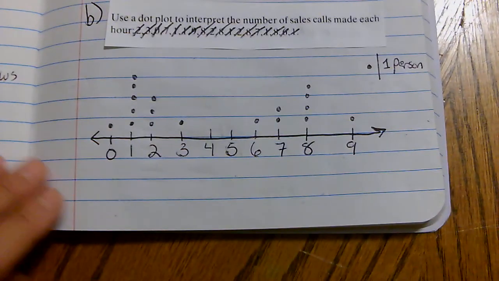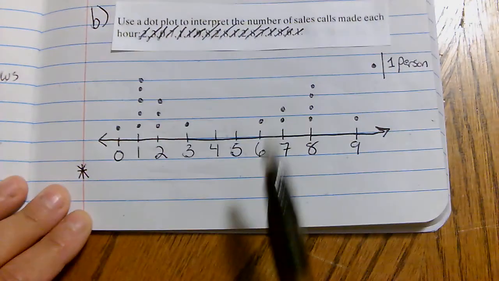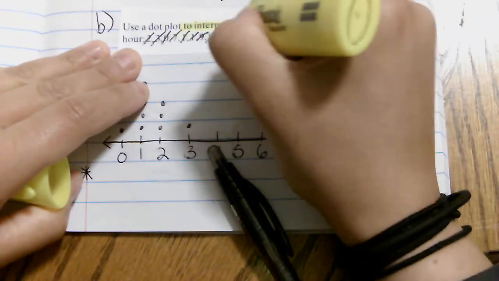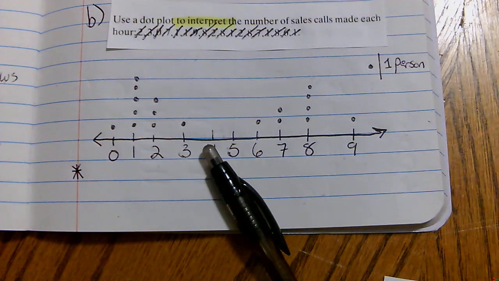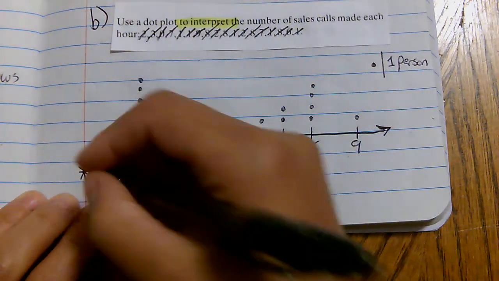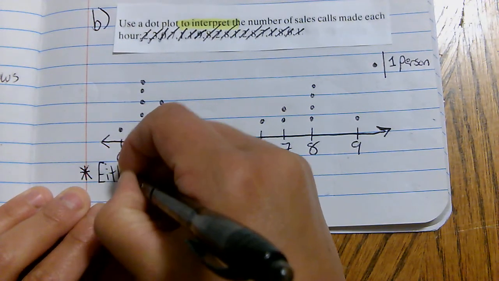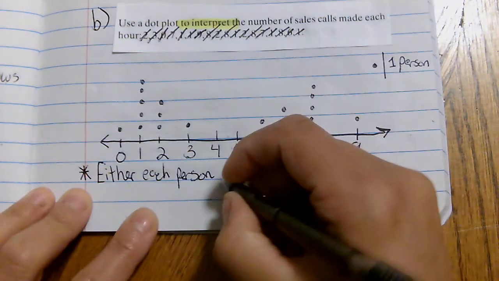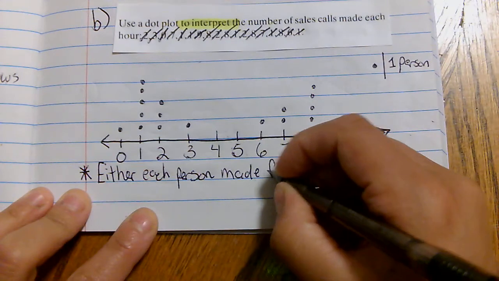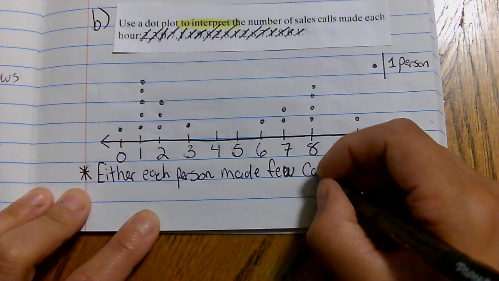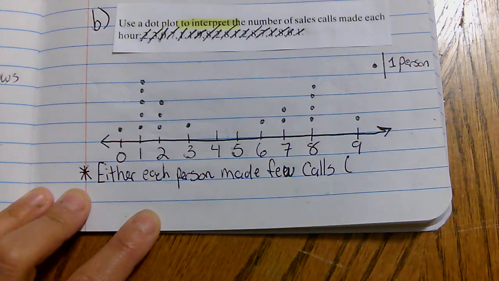Actually, let me write something like that down. To interpret the data. Where's my highlighter? That's what we're doing right now. To interpret. If you're interpreting data, it means just by looking at it, tell me what you know. So I'm going to say either each person made few calls, which means that they probably talked to the person for a while.